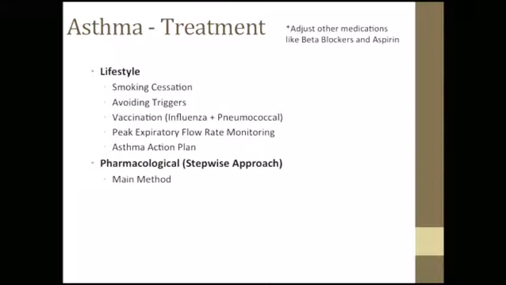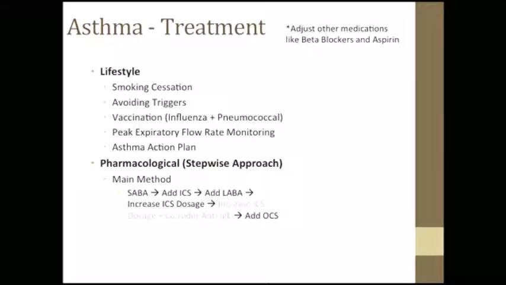So pharmacological methods include a stepwise approach. This includes your SABAs. First you start off with a short-acting beta agonist, that's your salbutamol. You add your inhaled corticosteroids. If that still doesn't work, you add your LABA. If that still doesn't work, you increase your ICS dosage. And if that doesn't work, you can move on to your oral corticosteroids. In some guidelines, they might also ask to consider anti-IgE.